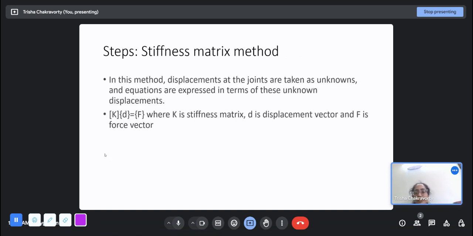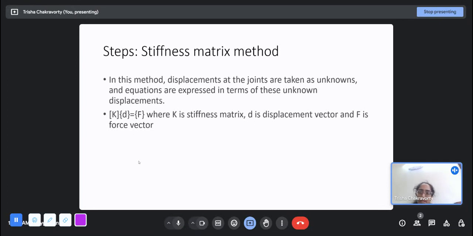And this is the stiffness matrix method. In this method, basically, the displacements at the joints are simply taken as unknowns, and the equations are expressed in terms of these unknowns. Suppose you have a truss: at each node there are 2 degrees of freedom. Each node can move in the x direction and in the y direction. There can be an amount of displacement. So suppose we have a simple three-member truss. Then it will have six unknown displacements: 1, 2, 3, 4, 5, 6, two at each joint.